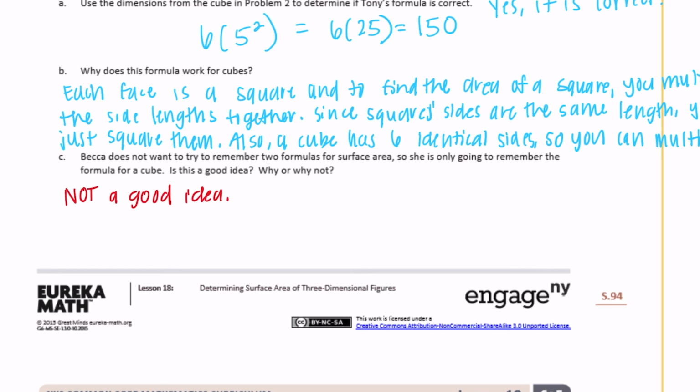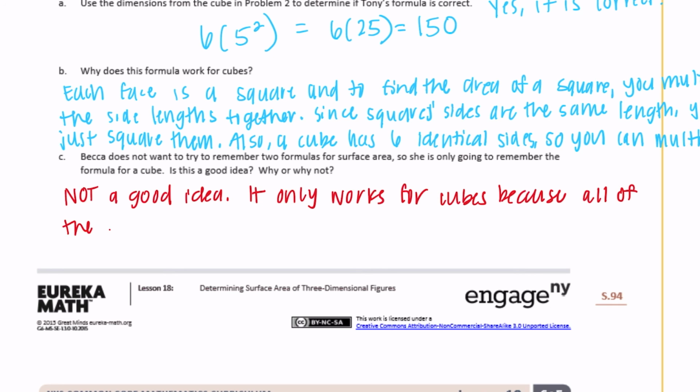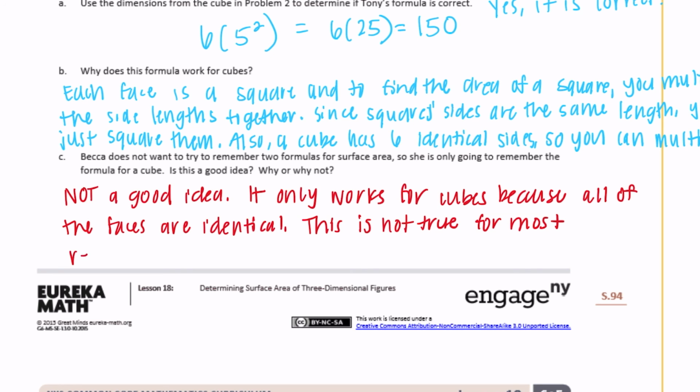Not a good idea. It only works for cubes because all of the faces are identical. This is not true for most, I'll say most, rectangular prisms. Because technically a cube is a rectangular prism.